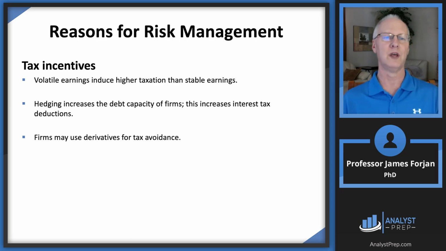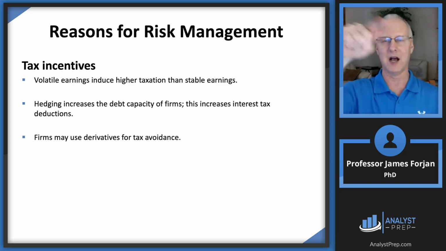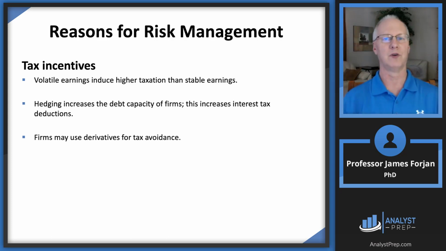But I do know this, that if you think of an earning stream, and I'll just go ahead and do a little line, if you think of an earning stream that goes straight across, stable and constant earnings, what that means over time is that the firm is going to pay pretty much the same marginal tax rate. But if you have volatile earnings that go up and down like this, think about that firm at times is going to pay the highest marginal tax rate. So volatile earnings induce higher taxation. There's no doubt about that.